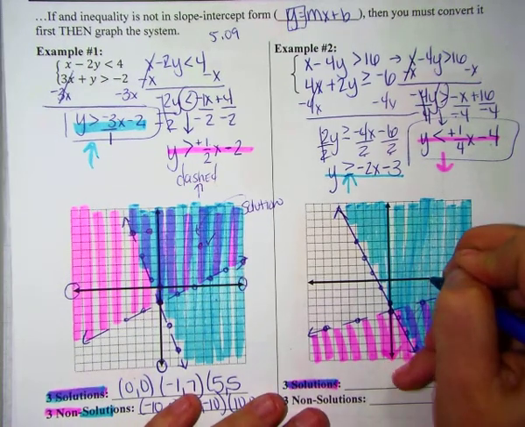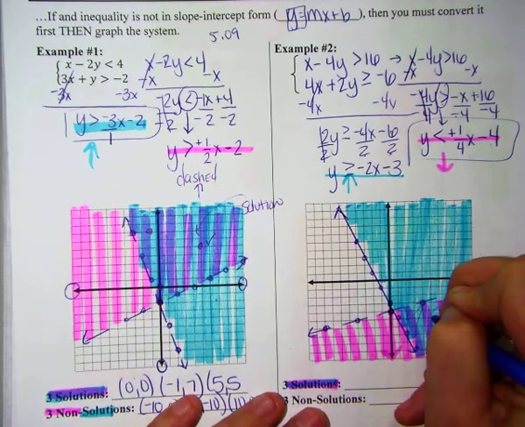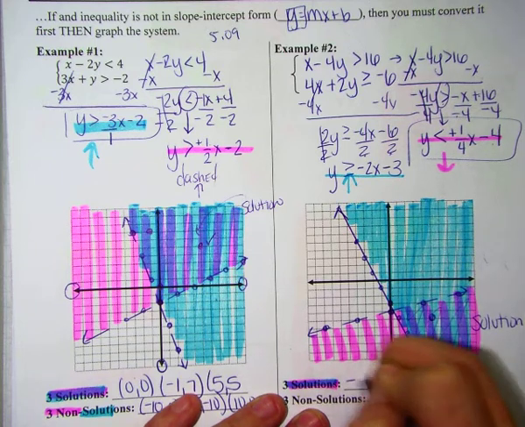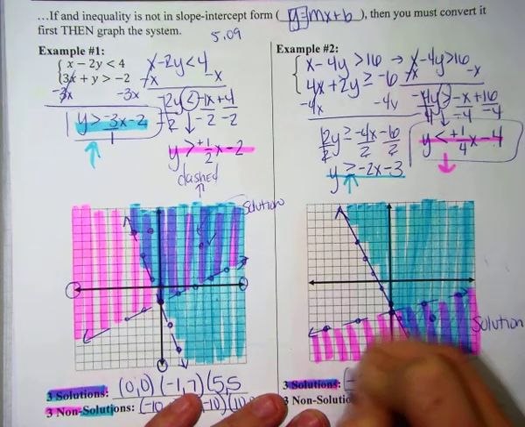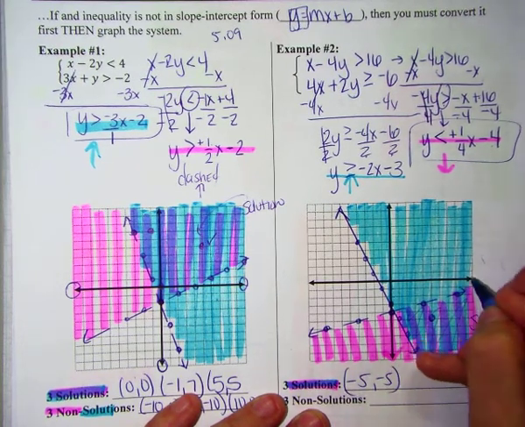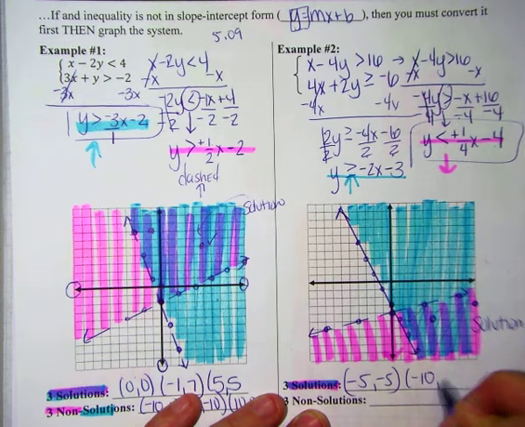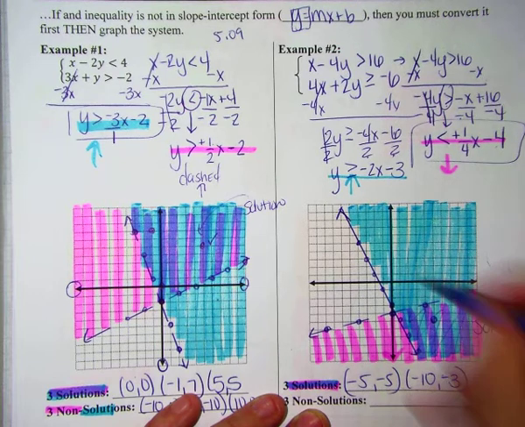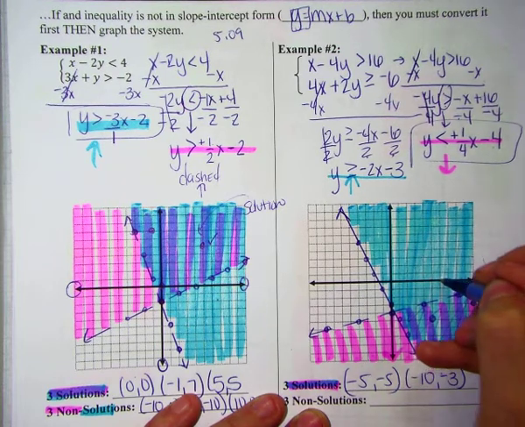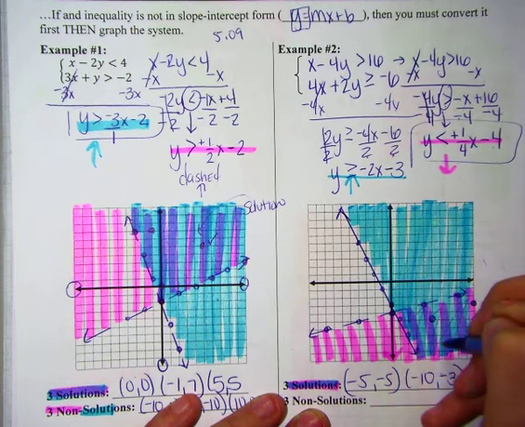So negative 5, negative 5 seems to be a solution. Negative 10, negative 3 seems to be a solution. Again, anything in there. And then maybe negative 6, negative 8.